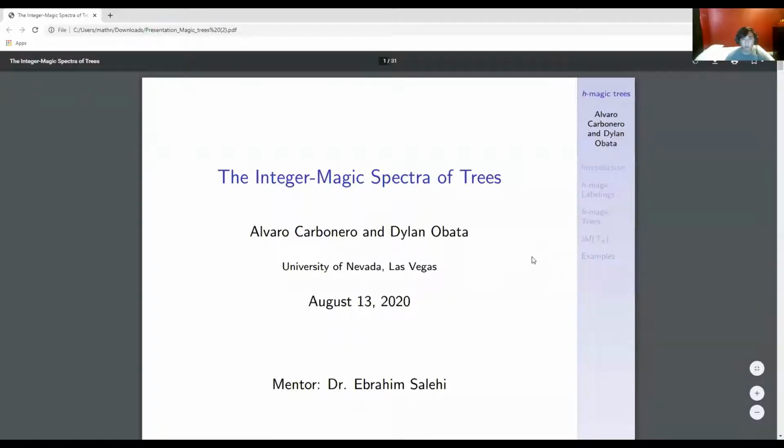Hey everyone, today we will be presenting our research on the integer magic spectra of trees. My name is Dylan Obata, and I'm here with my friend Alvaro Carbonero. Both of us, along with our mentor, Dr. Ibrahim Salehi, come from the University of Nevada, Las Vegas.